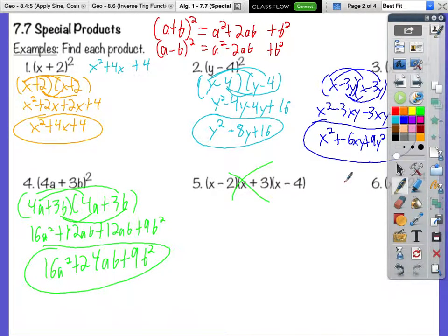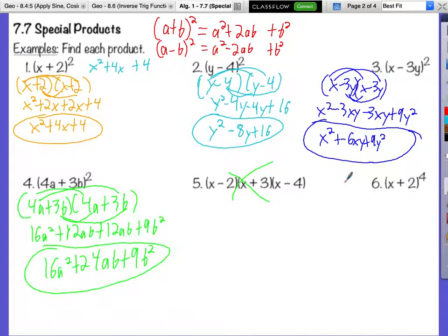Let's look at number 6. So here, if something's to the 4th, what's that mean? Multiply by itself 4 times. So how do we think we might handle 4 of these being multiplied together? Multiply 2 at a time. Could we multiply the first 2 together and also multiply the second 2 together at the same time? Yeah. So let's do x plus 2 times x plus 2.